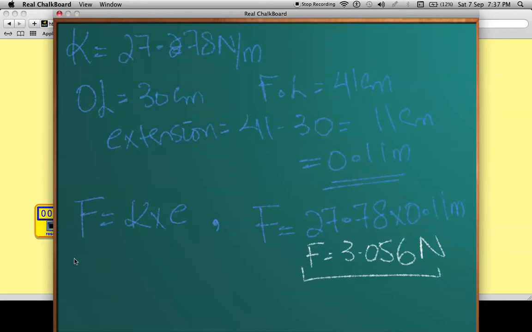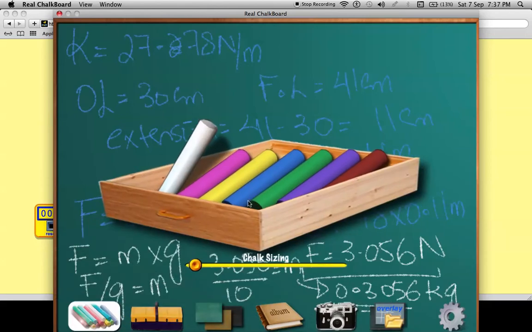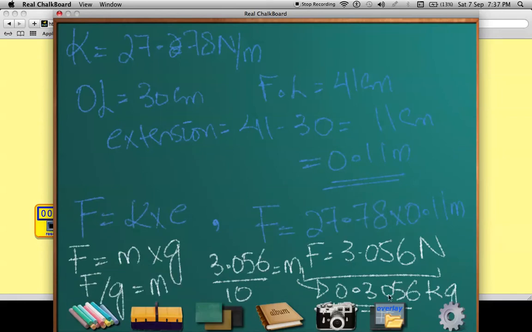But I want to find out the mass that I attached. So very simple. Force equals mass times gravity. So the mass in kilograms would be given by force divided by gravity. So 3.056 divided by 10 gives me the mass, which would be equal to 0.3056 kilograms. Now this is my mass in kilograms, and if I want to make some sense here, if I want to convert this into grams, just multiply this by 1000.